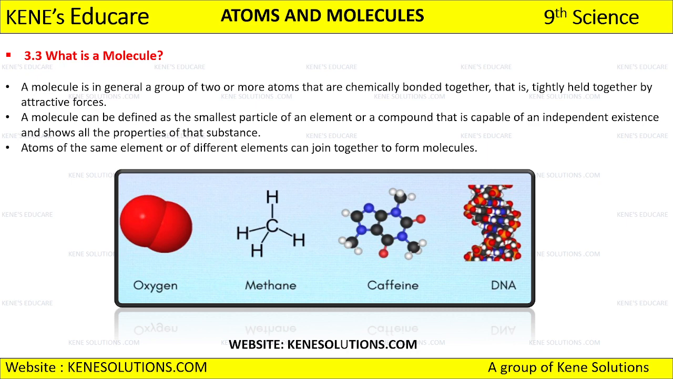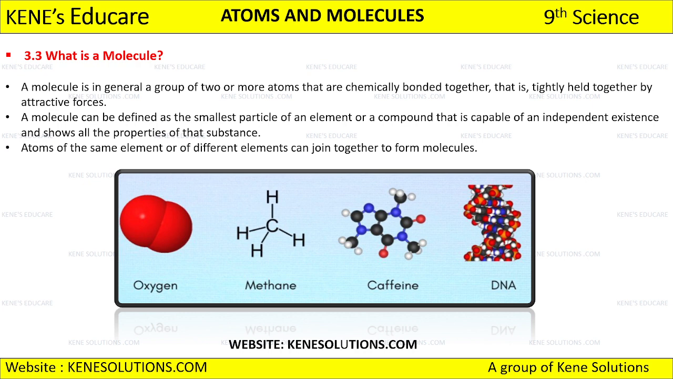So atoms of the same element or of different elements. We know that there will be two or more atoms joining together, and those can be the same, like carbon, carbon, carbon, all bonded together through a strong attractive force. So they can be either the same element or different elements that join together, and when they are joined together, they are going to form a molecule.